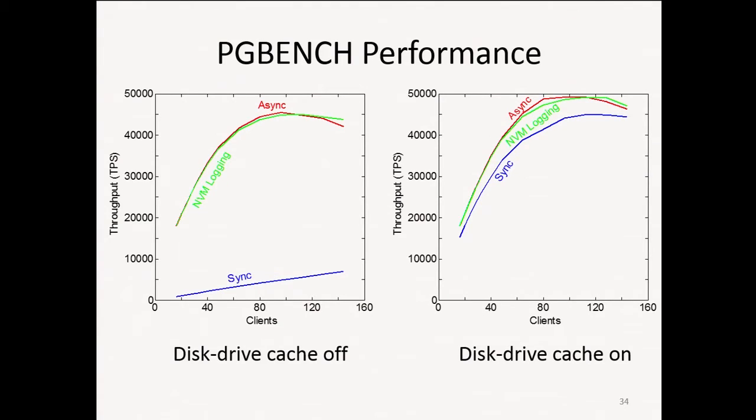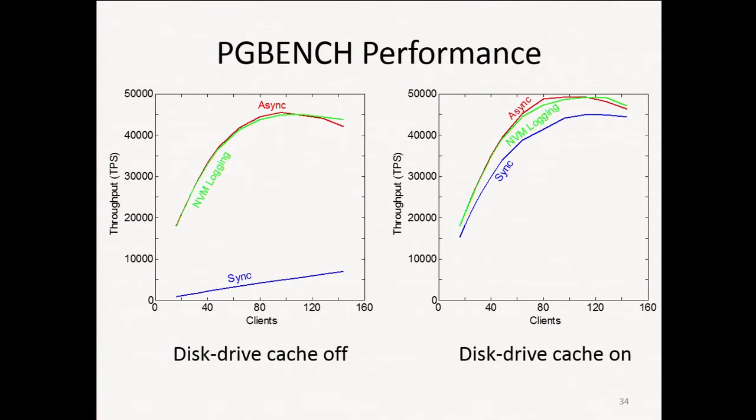This graph shows the variation of throughput as a function of the number of clients. And this graph is as previously shown, except that the results of the NVM logging case are added.